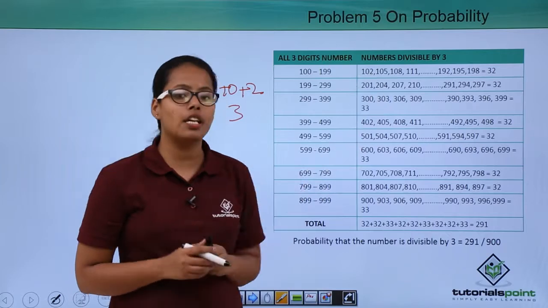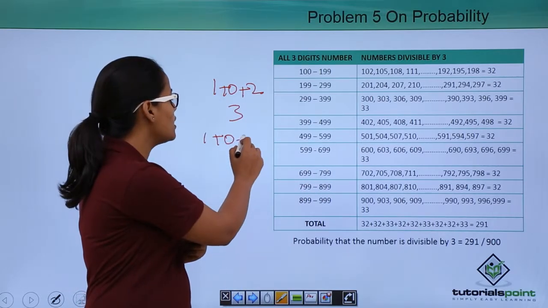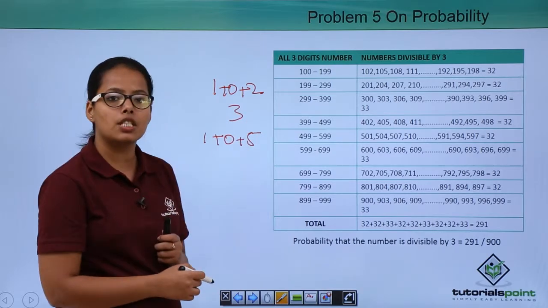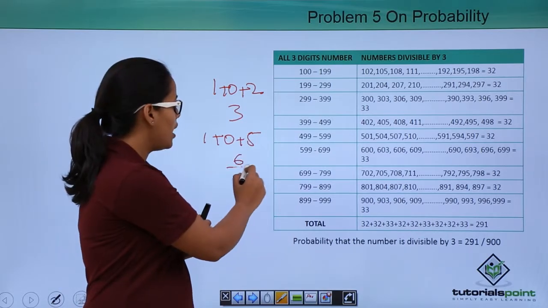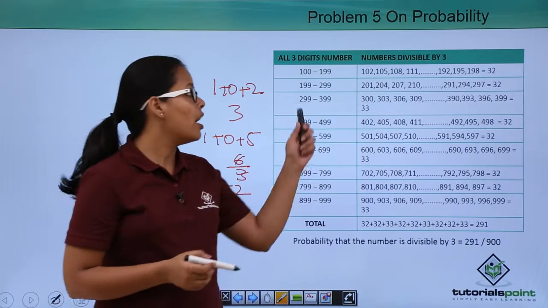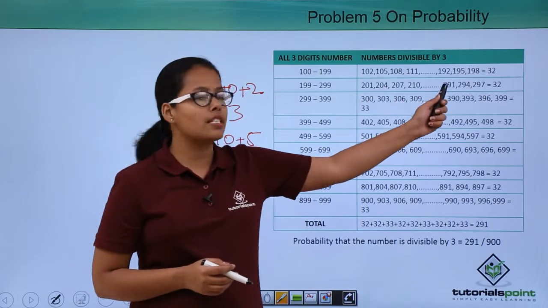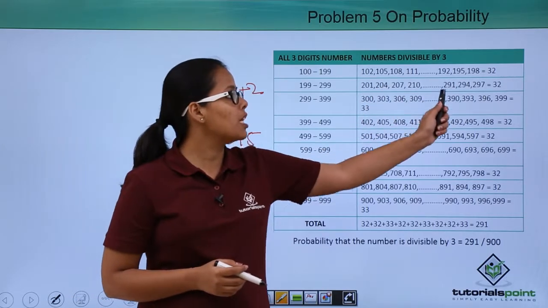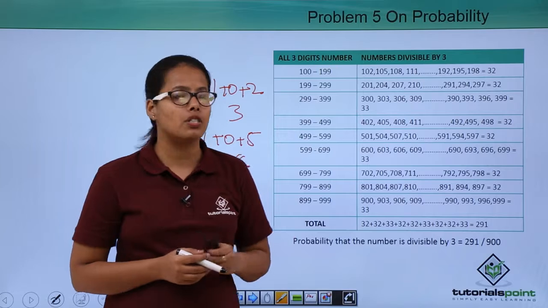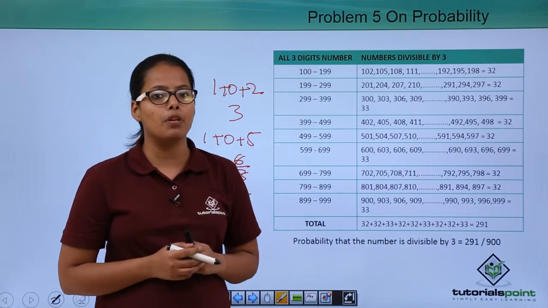Now let's consider another number, which is 105. When you take the sum of all these digits, this will give you 6, and this is divisible by 3, which means 105 is also divisible by 3. Same goes for all these numbers. All these numbers in totality will give you 32 numbers. So in the interval of 100 to 199, there are 32 numbers.